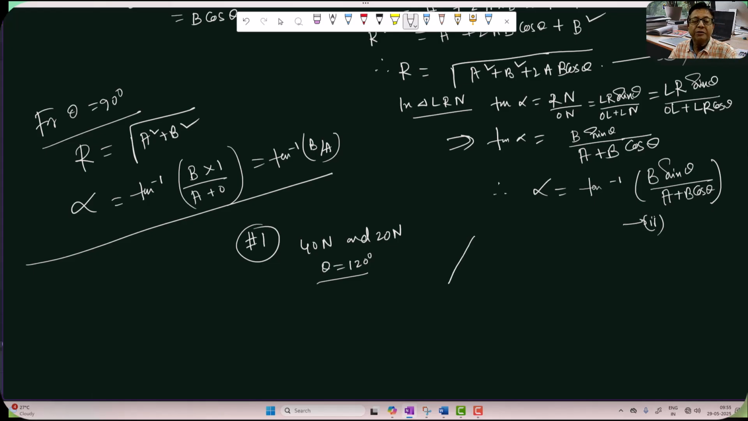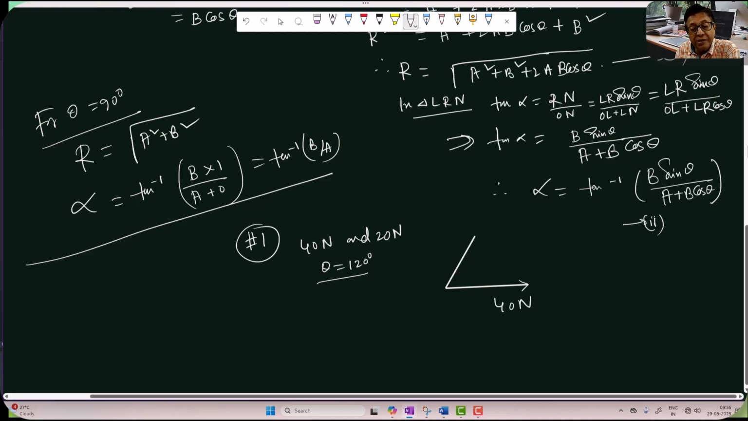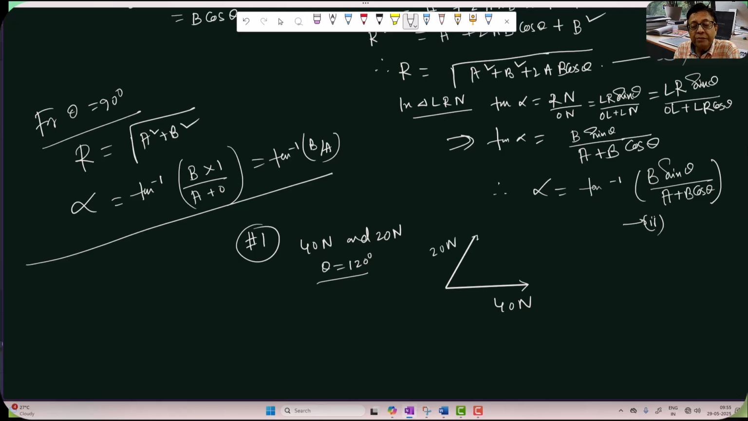Find the resultant. So what we will do there, we will be taking those two vectors along two sides of a parallelogram, two adjacent sides. This one 40 Newton and this one 20 Newton. Now complete the parallelogram. This diagonal of the parallelogram, this is 20, means this one also 20, and this is 40.